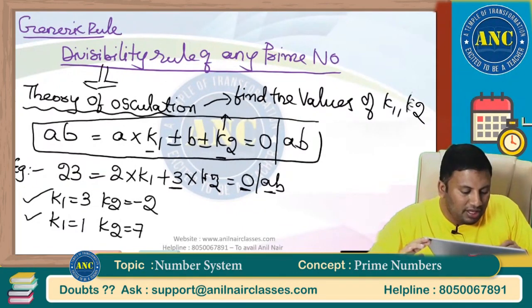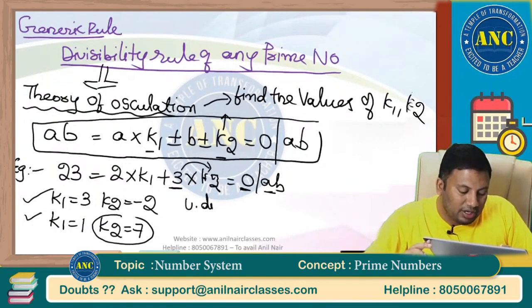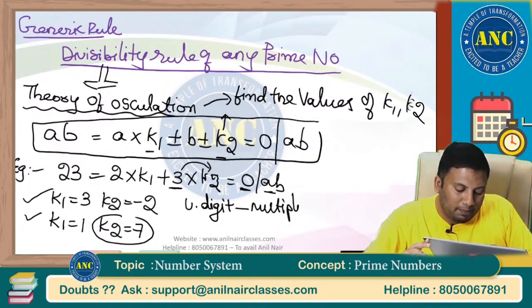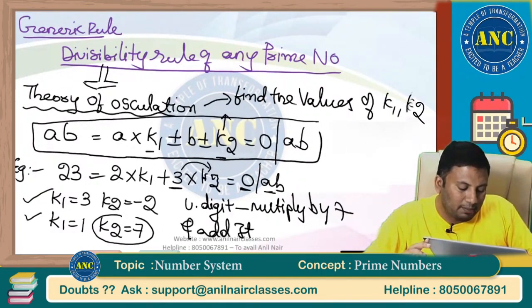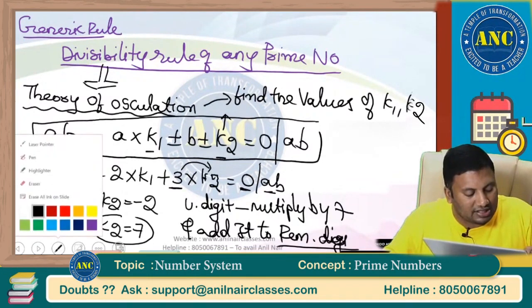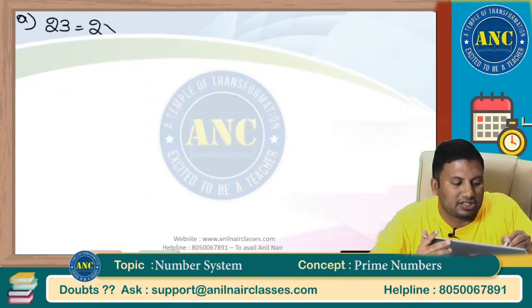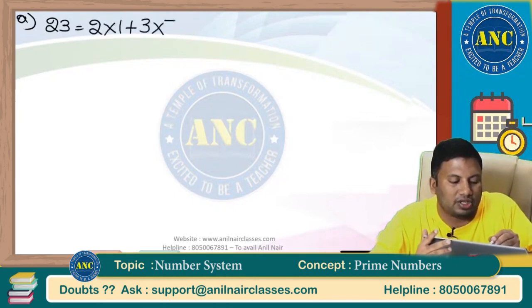Now, this 3 is multiplied by K2, which is nothing but 7. So the divisibility rule of 23 is: take the unit digit, multiply it by 7 and add it to the remaining part. If I take the unit digit, multiply by 7 and add it to the remaining digits, that will become the divisibility rule for 23. Let me do an example, it will be clear. Number 23 is 2 into 1 plus 3 into 7.